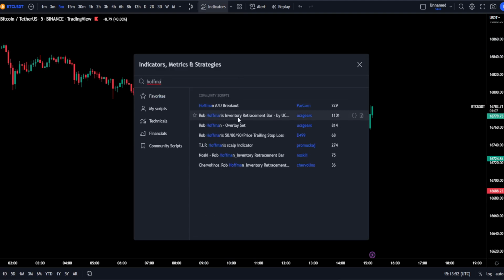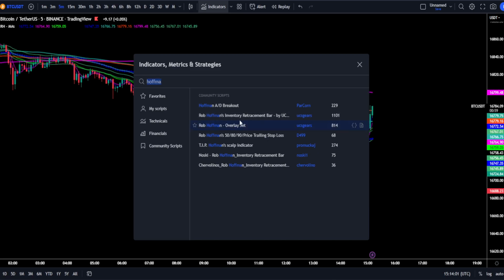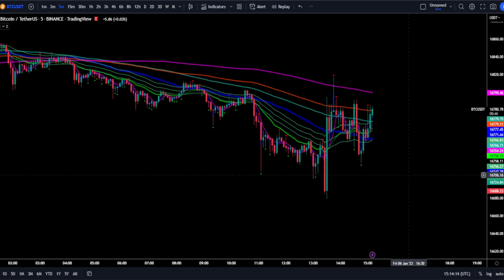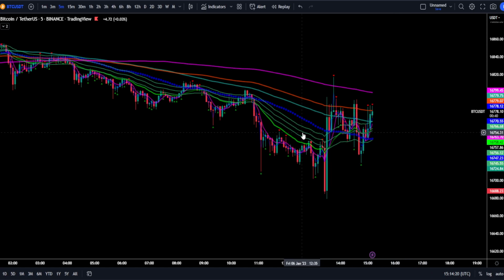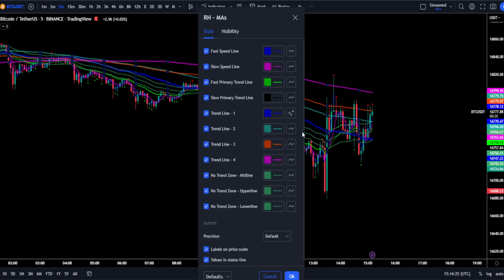So we're going to be picking these two indicators here, Rob Hoffman overlay set, and then Rob Hoffman's inventory retracement bar. Okay, so the chart does look extremely messy right now, so we're going to clean it up a little. To do so, we're going to double click on this indicator here, and we're going to be adjusting some of the settings. So first of all, get rid of your fast speed line, this trend line here, and also let's change the colors.